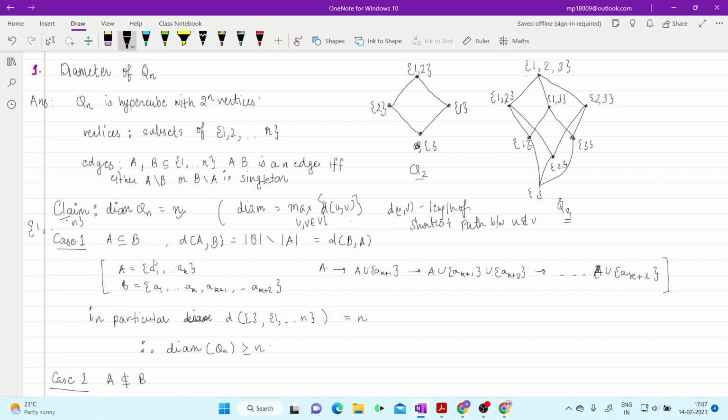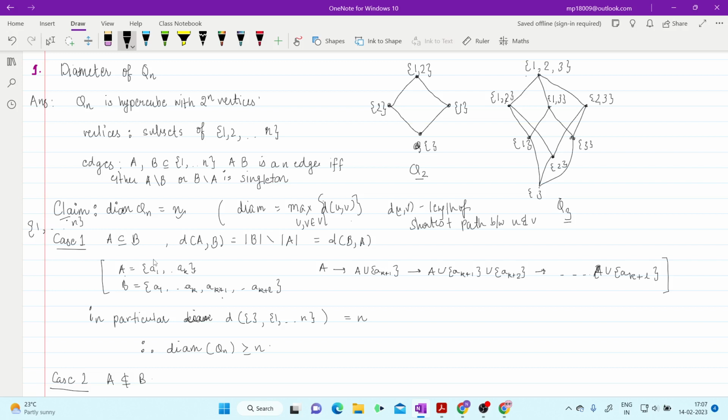If A is contained in B, suppose A has some k elements, a1 to ak. Since A is contained in B, B will have all these elements of A plus some additional elements, say up to a_l: a_{k+1} till a_l. Now in Qn, if we want to find a path between A and B, it will be as follows, because we know in this graph any two subsets are connected if they differ by just one element.